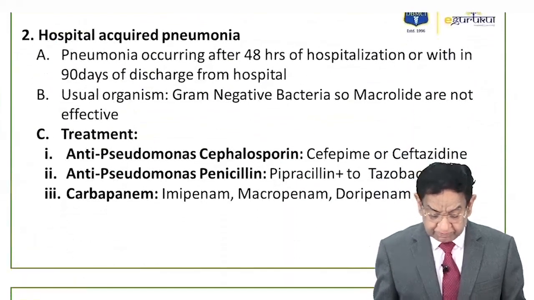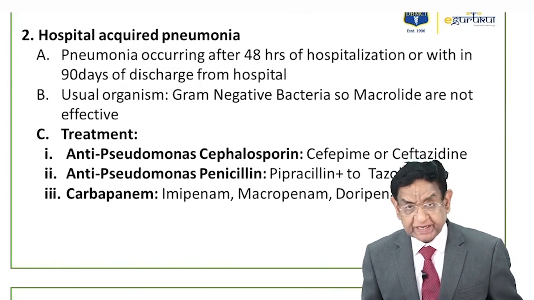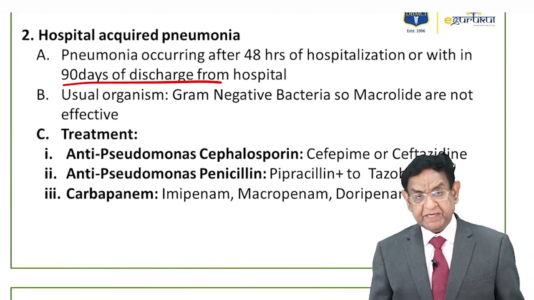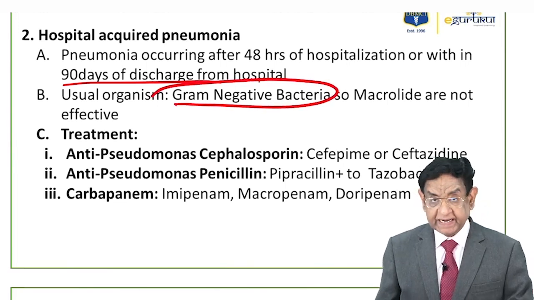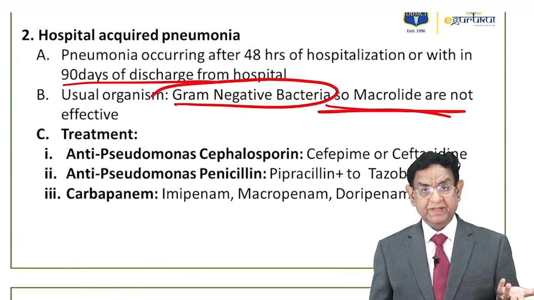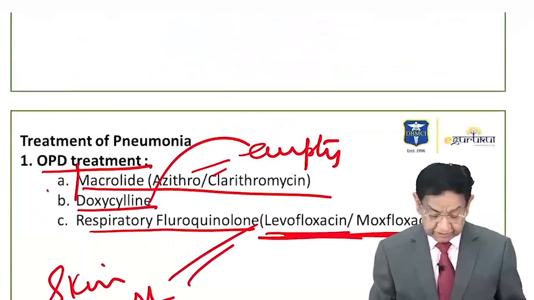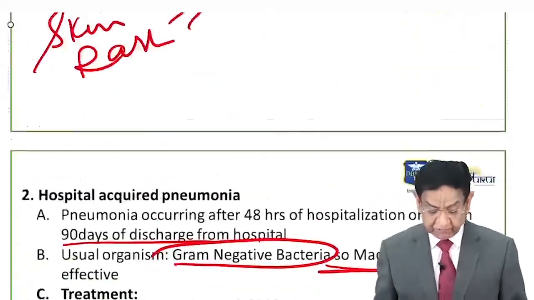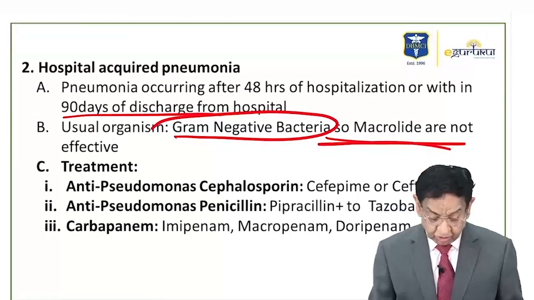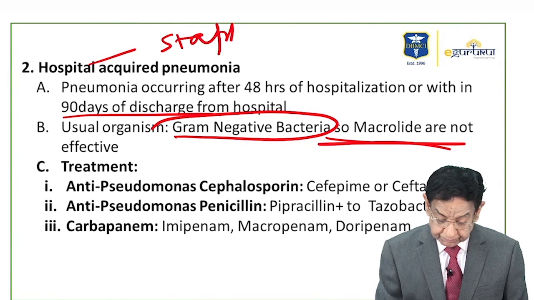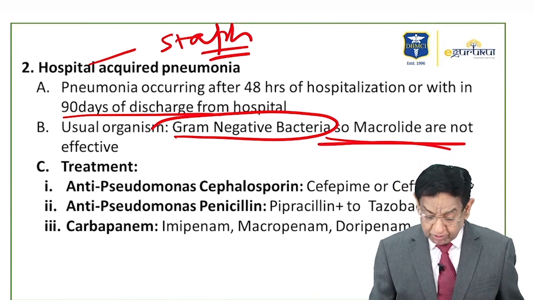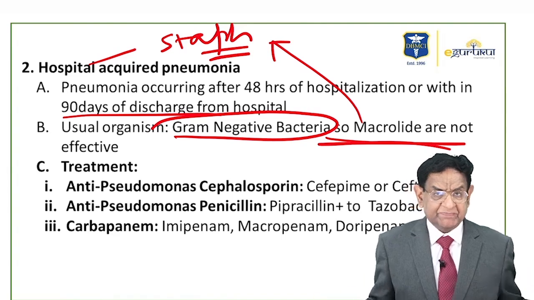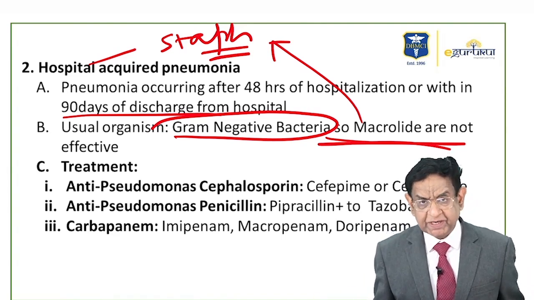Okay. Now, hospital-acquired pneumonia: we know that if the patient develops pneumonia after 48 hours of admission and up to 90 days of discharge, we call it hospital-acquired pneumonia. This is usually caused by gram-negative bacteria. Hence, in these patients, macrolides are not effective. Remember, macrolide is a very important drug to be used in OPD treatment. Now, the organism has changed. Of course, one more organism which causes hospital-acquired pneumonia is Staph pneumonia. But Staph is itself a very dangerous bacteria, because it can lead to very severe, very rapid mortality, especially in the setting of influenza. So although macrolides can be effective against Staph, it is still a very dangerous bacteria. So we don't want to take a chance. We like to give injectable treatment, not oral treatment.